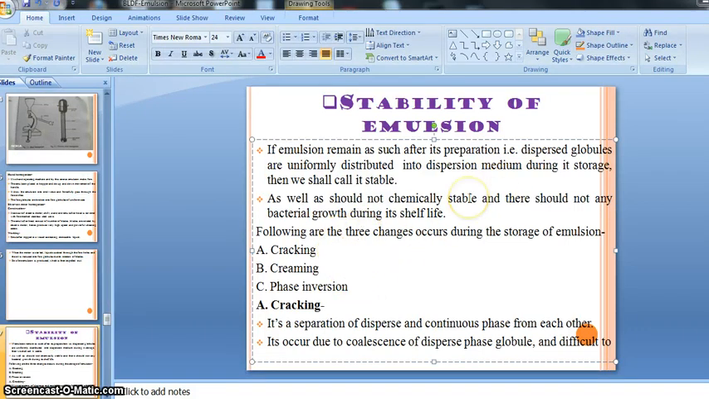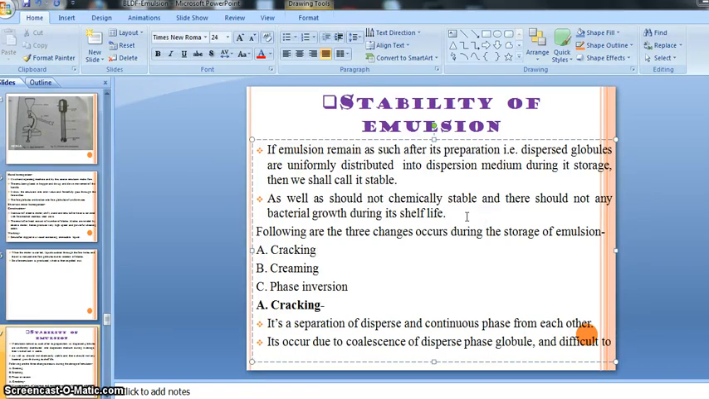But during this storage period there may be chances of change in the stability of our preparation, right? Because of this, we should know what kind of changes occur during the storage of our emulsion. If we know what types of changes may happen in the future, then by studying them we can try to prevent them, okay? So it is very important to know the changes that occur during the storage of our emulsion. So stability of emulsion is very important.